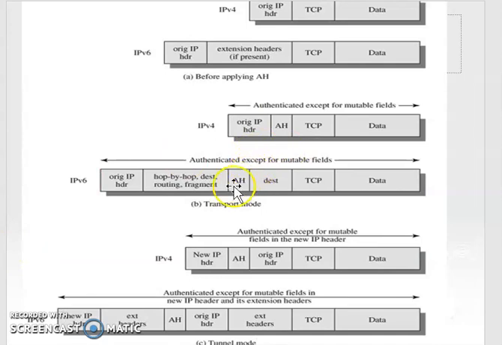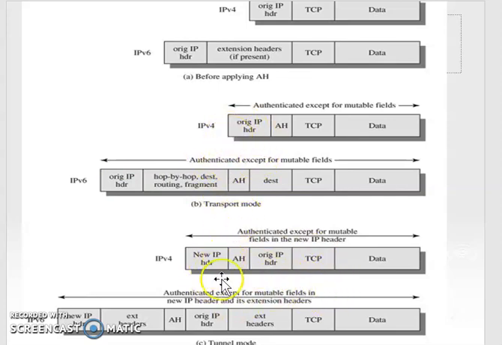Now I have already described how the authentication header is applied. This is the IPv4 packet: original IP header, and the TCP and data fields of the IP packet. Whenever the authentication header is inserted, it is inserted between the original IP header and the TCP fields, as you can see in IPv4. Similarly, after the original IP header and the IPv6 extension, the authentication header is inserted. So this is with respect to the transport mode.